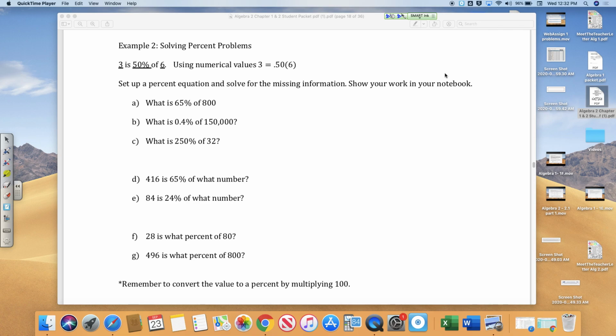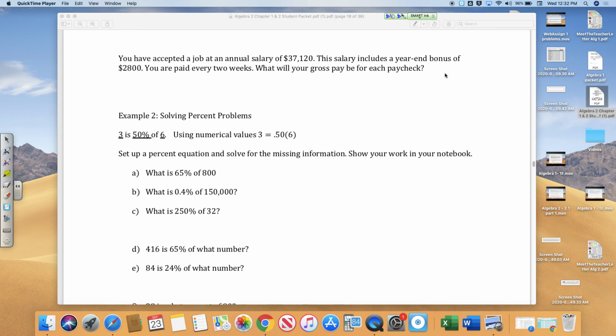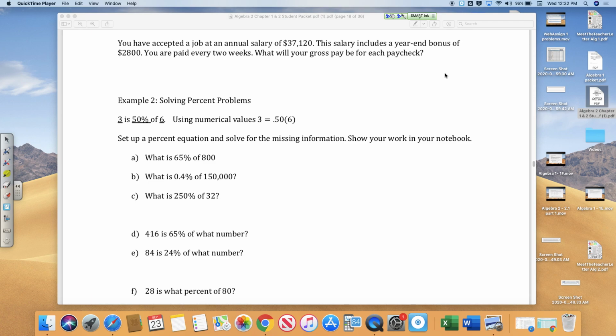So in example 2, it gives you a problem. 3 is 50% of 6. Now I know that's true because 3 is half of 6. 50% is half. Using numerical values, that means that 3 is equal to 0.50 times 6. All right. There's a fancy equation that we can use for finding the answers to percent problems. It's called the percent equation.